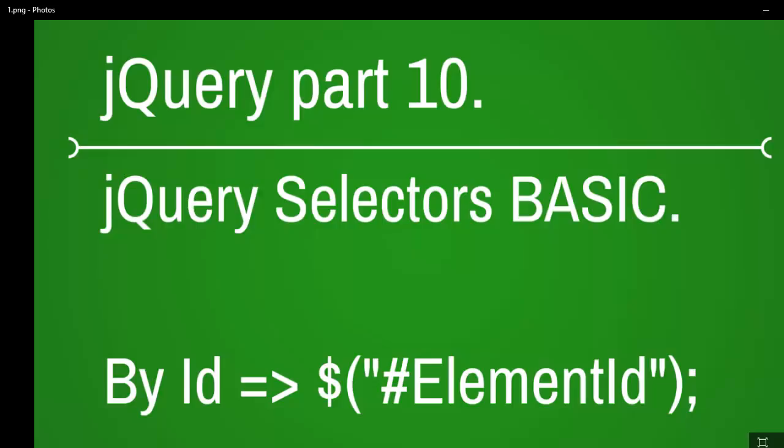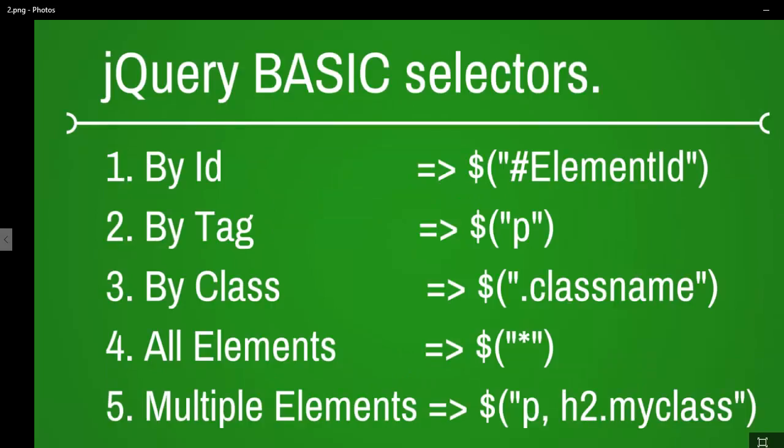So that's by ID, which is pretty easy. You get the idea: using a pound sign or hash sign, and next is the element. You can select any element on the page that has the ID. So this is a pretty cool technique. There are also a bunch of other techniques available with this basic selector, which we are going to cover step by step, one by one.